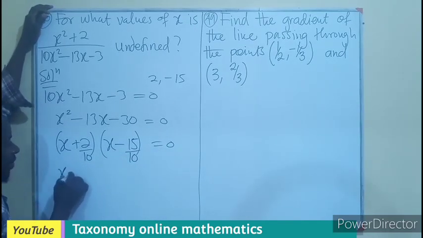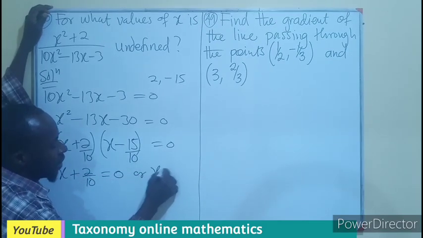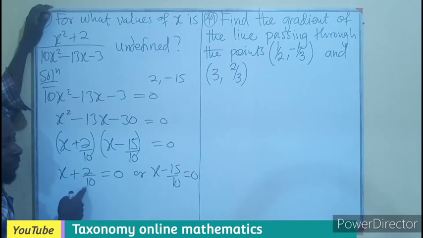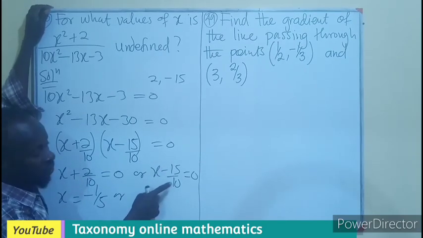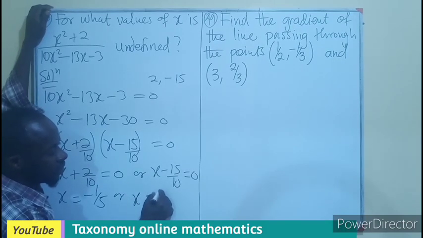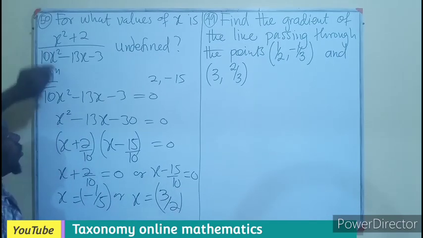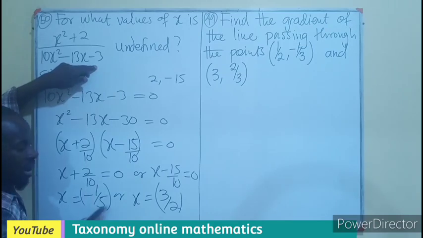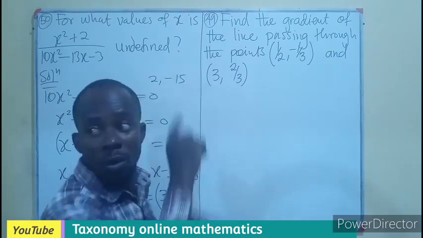Meaning I'll be having (x plus 2) over 10 equals 0, or (x minus 15) over 10 equals 0. We know 2 over 10 is 1 over 5, so when it crosses, x equals negative 1 over 5, or this has a common factor of 5, so 3 over 2, then x equals positive 3 over 2. So the values of x that will make the denominator 0 are negative 1 over 5 and 3 over 2.